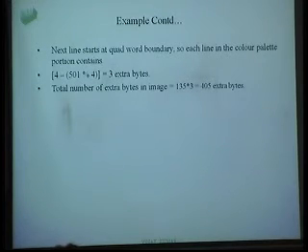Total number of extra bytes in the image. Now in one line, the number of extra bytes is 3. And how many lines are there? 135. The total number of extra bytes is going to be 405. And that is more than enough.